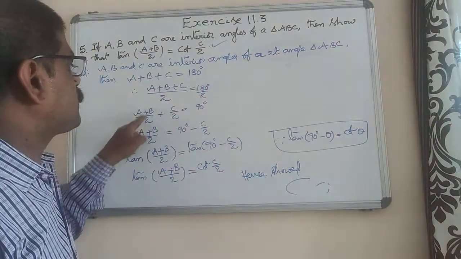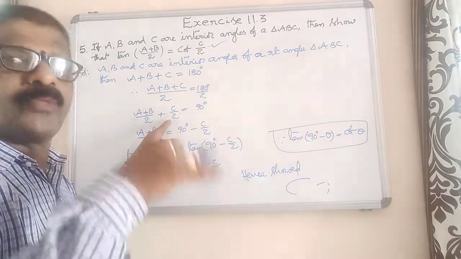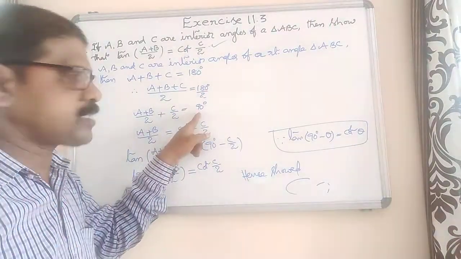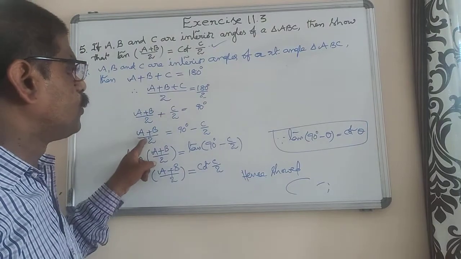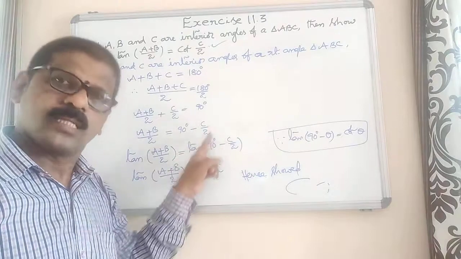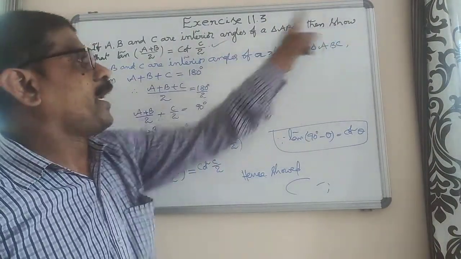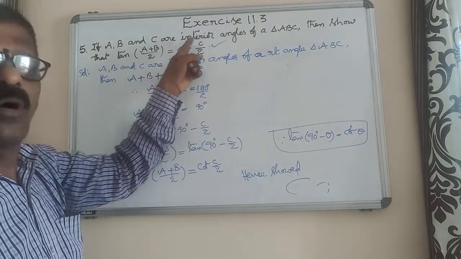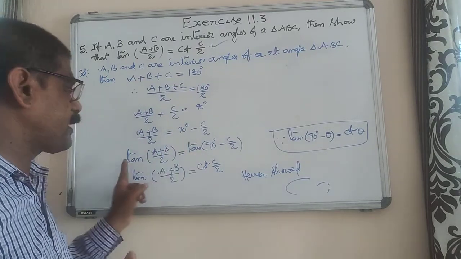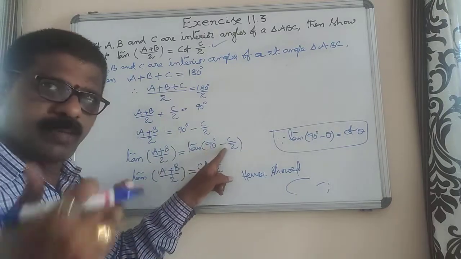Now we can write (A plus B) whole by 2 plus C by 2. Now these are called like fractions. Similarly, 180 by 2 will be 90 degrees. So (A plus B) whole by 2 plus C by 2, transposed to RHS, will be 90 degrees minus C by 2. Now what is given? We have to show that tan (A plus B) whole by 2 equals cot C by 2. Now we take tan on either side of the equation: tan (A plus B) whole by 2 equals tan (90 degrees minus C by 2).